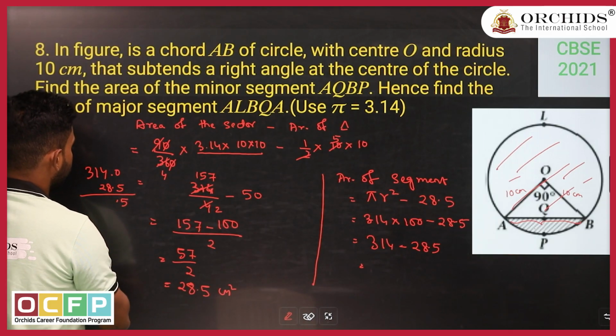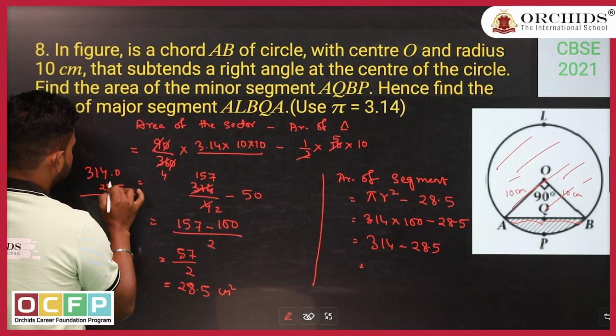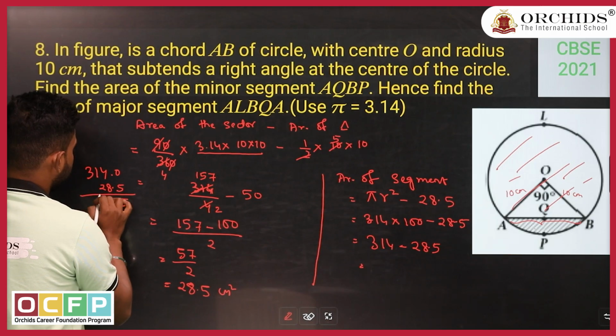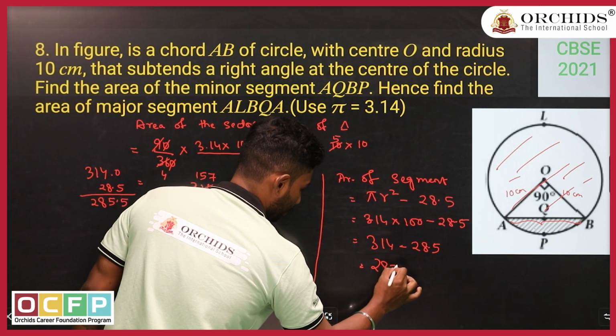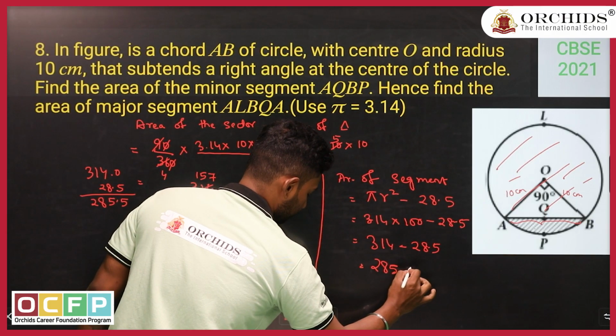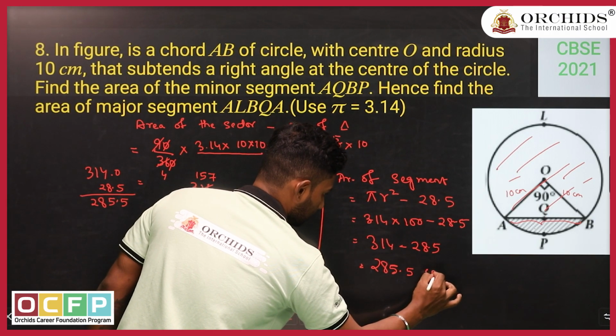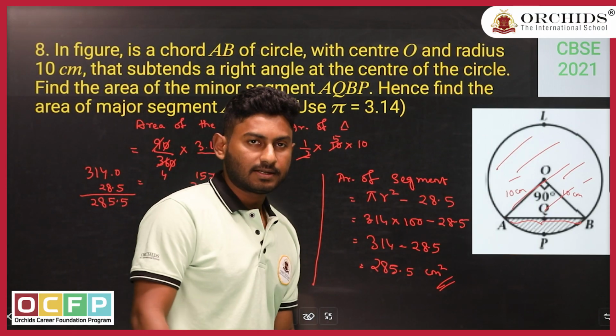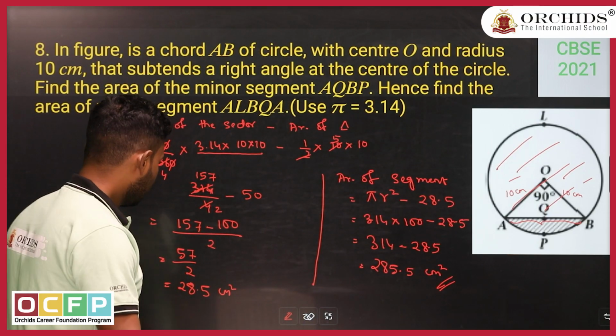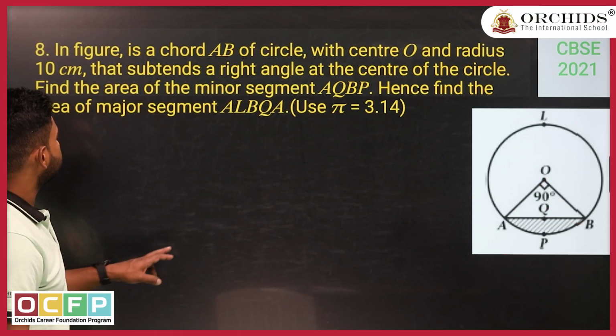10 minus 5, 5. Then we are left with 13, here 5, 30, 285.5. So we are left with 285.5 centimeters square. So here is the answer. Fine. So I hope you have understood this question. Let us move on to the next question.